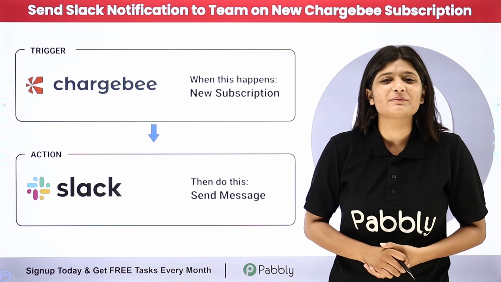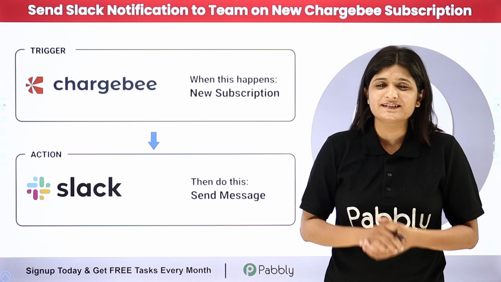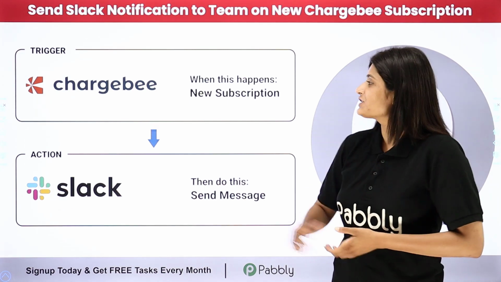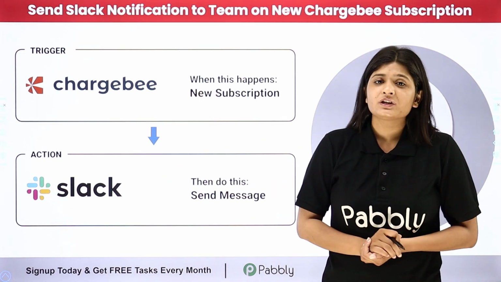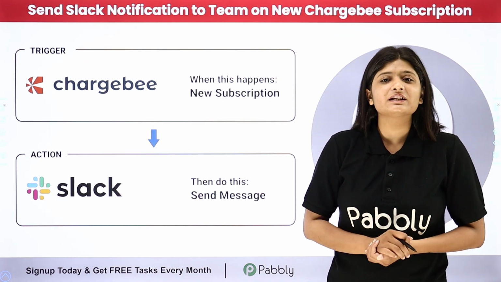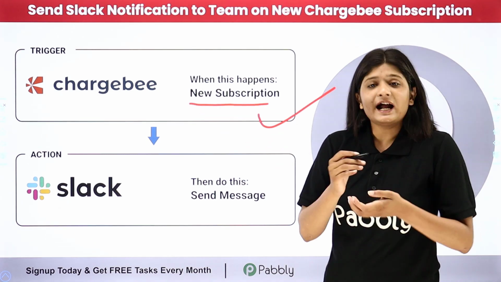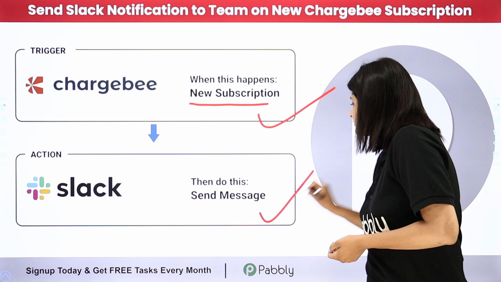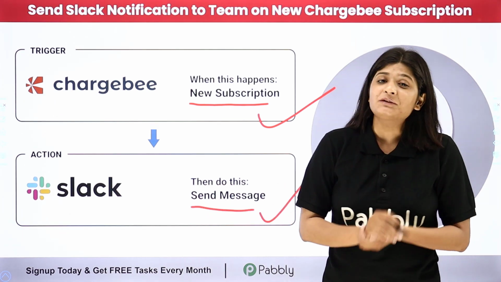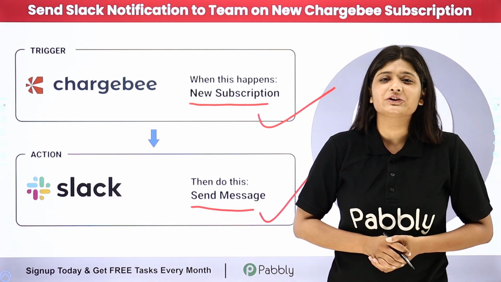Pabbly Connect is an amazing automation and integration software which requires no coding or programming skill. I just need to build a connection between Chargebee and Slack. Pabbly Connect runs on two principles, which are triggers and actions. Here as my trigger application, I will take Chargebee, where the new subscription will happen, and in my action application, I will take Slack, where the channel message will be sent to my team automatically. If you want to learn this amazing automation step by step, let me take you all to my screen.